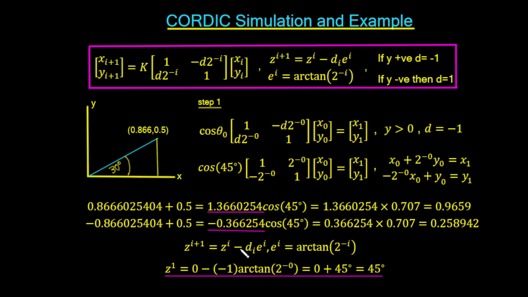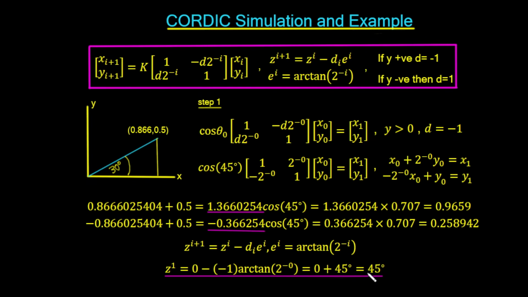So it's going to be negative times negative 1, and it's minus, so minus minus 1, and it's e to the minus i, so e to the minus i is the arctan 2 to the minus i, so it's going to be arctan 2 to the minus 0. So that's going to give us a value of 0, and this term here is going to give us a value of the inverse sine of the value 1, which is 45 degrees. So that's in effect 0 plus 45 degrees, which is equal to 45 degrees. So our first stab at this angle here is 45 degrees.